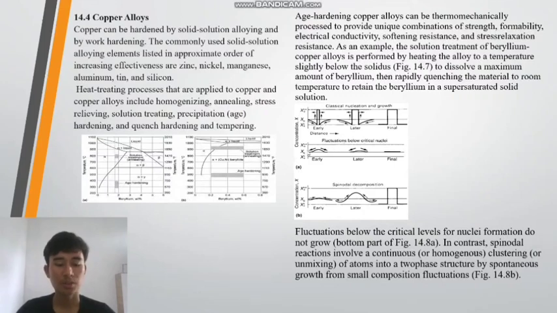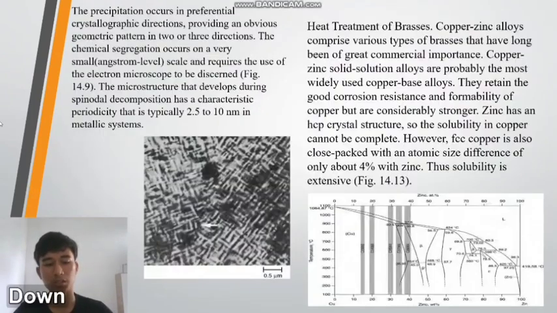In contrast, spinodal reactions involve a continuous or homogeneous clustering or unmixing of atoms into a two-phase structure by spontaneous growth from small composition fluctuations. Figure 14.8b. Next, the precipitation occurs in preferential crystallographic directions, providing an obvious geometric pattern in 2 or 3 directions.